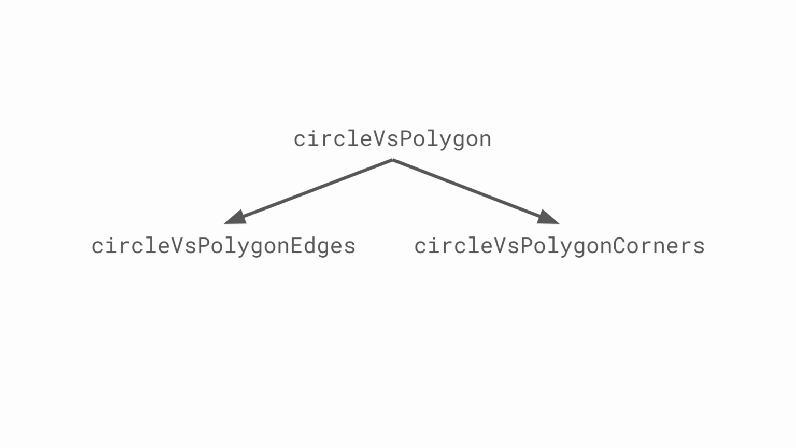Okay, so we have two methods we're going to call. Actually, it's a bit easier than the polygon versus polygon, in my opinion. And we have again one main method we're going to call, that's the circle versus polygon. And then in this method, we're calling circle versus polygon edges and circle versus polygon corners. These are two cases we need to check. But luckily this time we won't have more nested methods. Okay, so I'm gonna show you what I mean with these two cases.